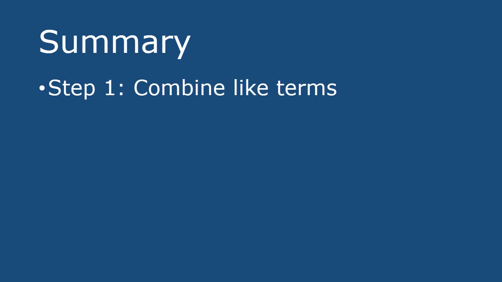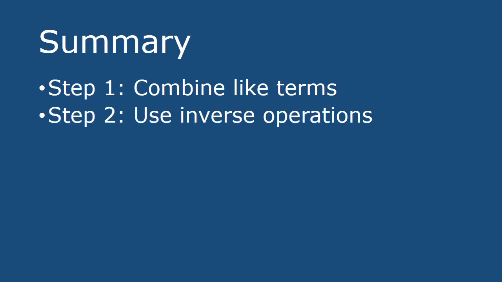To summarize the process of solving single variable equations into 2 easy steps, Step 1, combine the like terms, and Step 2, use inverse operations to solve the equation.